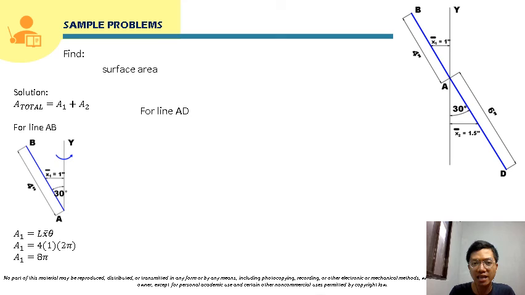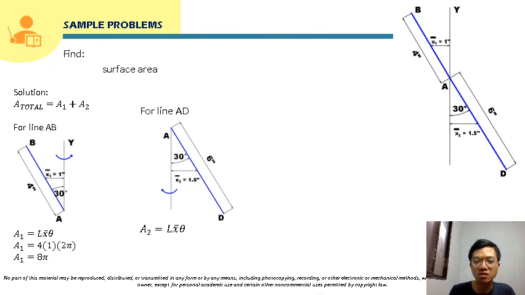Now, for the second line, which is AD, so this is AD. So we are going to revolve this about the y-axis. So applying the formula, L times x bar times theta. Again, we will use x bar since we are going to revolve the line about the y-axis. So the length of this line is 6 inches, and our x bar here is 1.5.